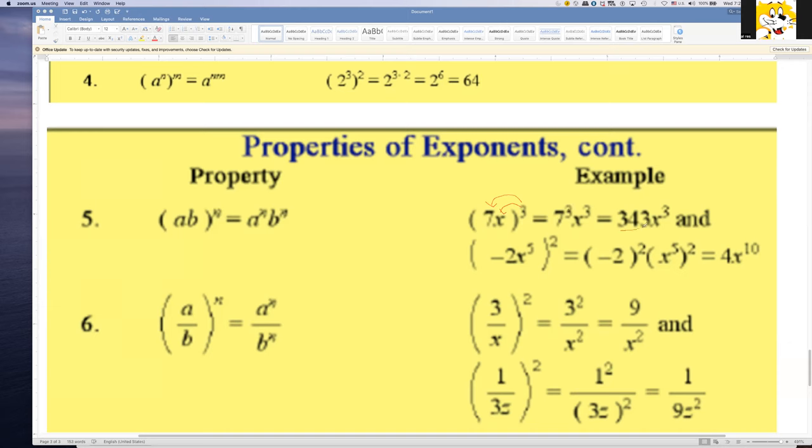Now, they have this huge number here, 343. How did they get that number? Well, 7 to the third is the same thing as saying 7 to the first power times 7 to the first power times 7 to the first power. So 7 to the first power is 7. 7 times 7 is what? 49. And if I multiply 49 times 7, I'm going to get 343. That is how they got 343x to the third. Any questions there?